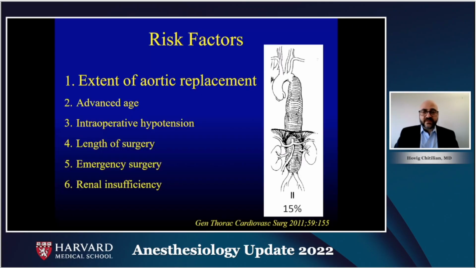But probably the message to drive home is that the most significant risk factor for cord injury following open repair is the extent of aortic replacement, with type 2 replacement leading to the highest incidence, where the entire aorta is replaced. Other risk factors include advanced age, intraoperative hypotension, the length of the surgical procedure, the acute nature of the surgery, and the presence of renal insufficiency.